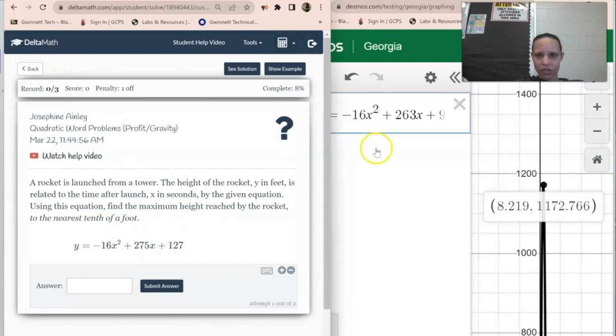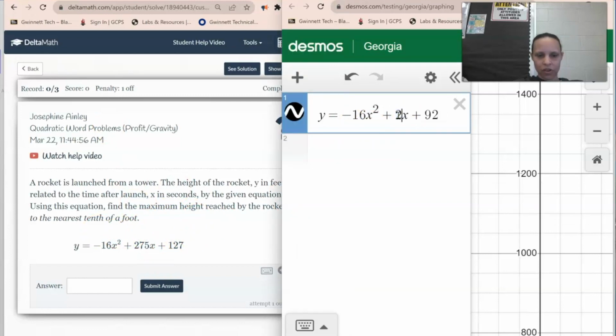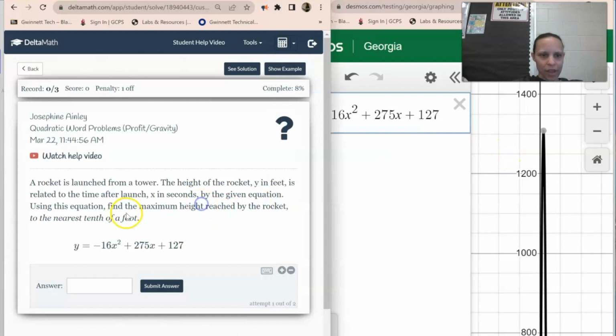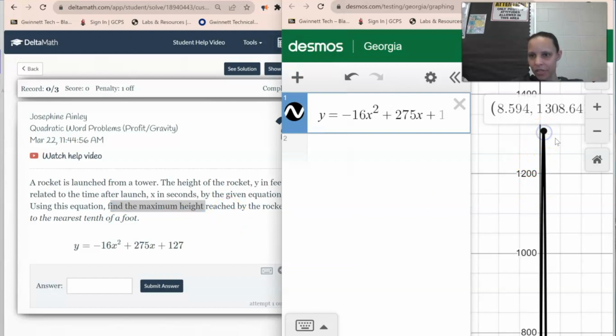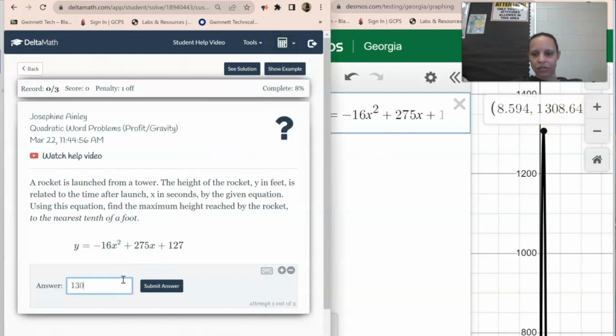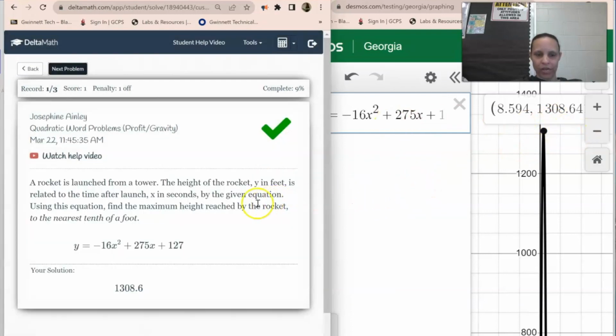So again, I'm just going to change the equation. So this is 275 plus 127. So here's my new equation. This time, what am I asking? This time I'm asking what is the maximum height? So not the time. So here's the maximum still, right? This is the time, and this is now the height to the nearest 10th. So one number. So this is going to be 1308.6. So just make sure you read the question because the question is going to change each time. But if you just plug it in, you can just look at it and see what it is.